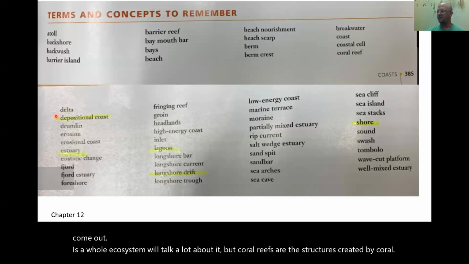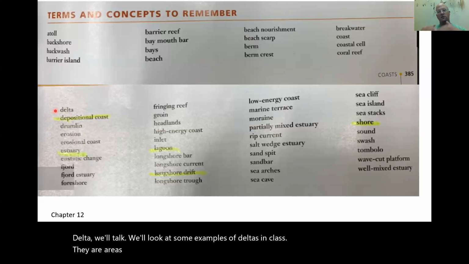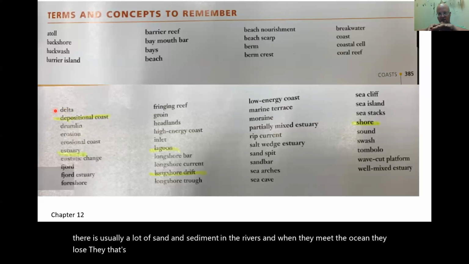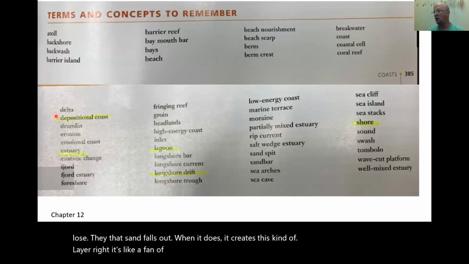Delta, we'll look at some examples of deltas in class. They are areas outside where rivers meet the ocean, right? So when rivers meet the ocean, there's usually a lot of sand and sediment in the rivers. And when they meet the ocean, that sand falls out, right? When it does, it creates this kind of layer, like a fan of sand, right? We'll talk about different ones.